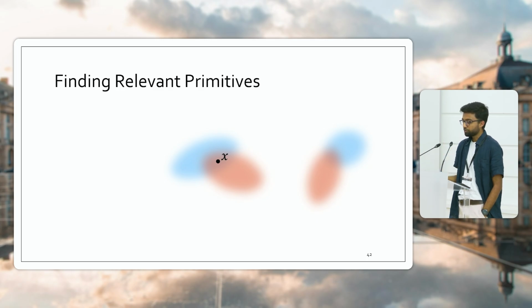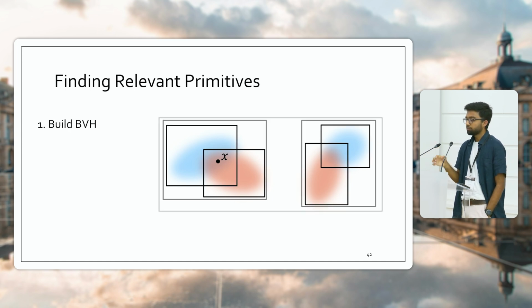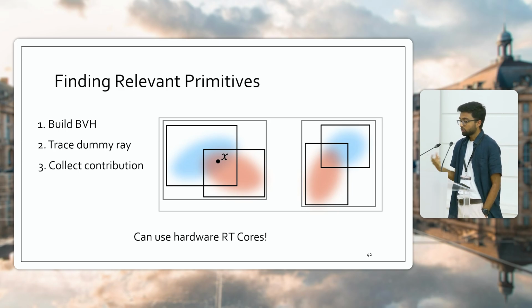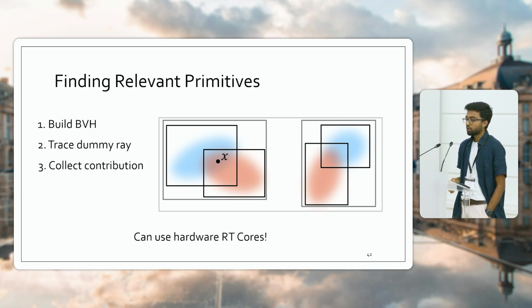So to efficiently render this, for each point, we need to find out the primitives that it affects. To do this, we basically build a BVH on the Gaussians, and then we traverse down the BVH to find out all of the relevant primitives which enclose the point. And the good thing about this is that you can do this with hardware RT cores, and it makes it really efficient.